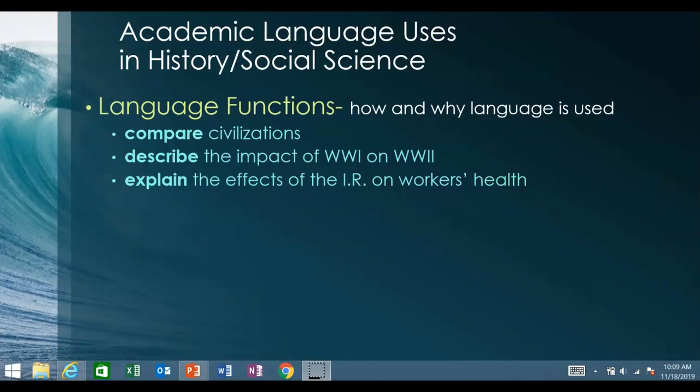For language functions, in academic language uses in regard to history and social sciences, the language functions are how and why language is used. For example, the words in bold, compare, describe, and explain, are functions, and this is how students analyze and understand the sources by comparing, describing, explaining, etc.